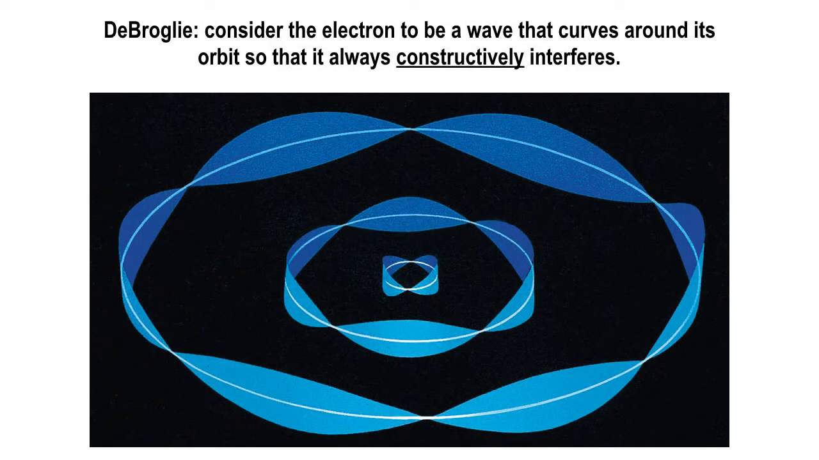But he said, look, think of the electron as a wave that curves around its orbit so that it always constructively interferes. Now think about that. It's just like what we had, except those guys were in a linear arrangement, point A to point B and back. But Andrew was generating waves that interfered with themselves. And that's how you form a standing wave. So de Broglie said, let's think of it as a standing wave with constructive interference. And that, my friend, will only happen at certain radii, and therefore only certain orbits.